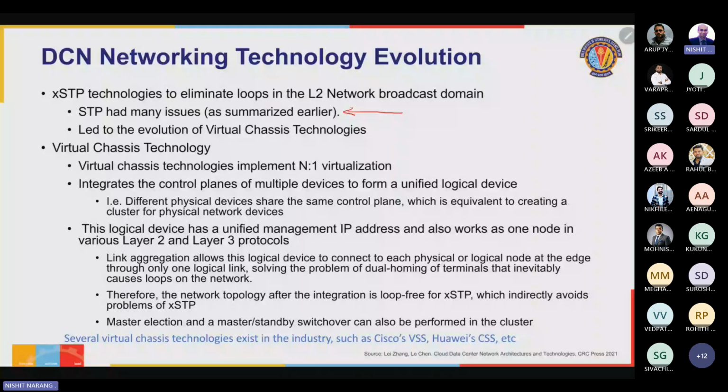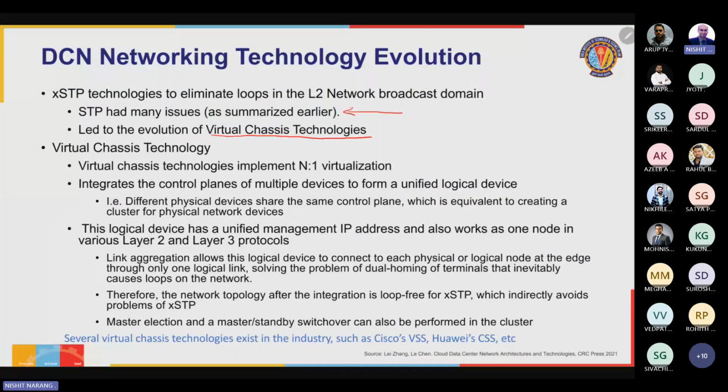So while STP could not completely solve the problem of broadcast storm in access aggregation core topologies, people did not want to move away from the access aggregation core topology suddenly because there's an existing installed infrastructure of access switches, of aggregation switches. I can't do away with all this infrastructure suddenly. The plan to reuse that infrastructure but do away with the problems of STP led to the evolution of virtual chassis technology.